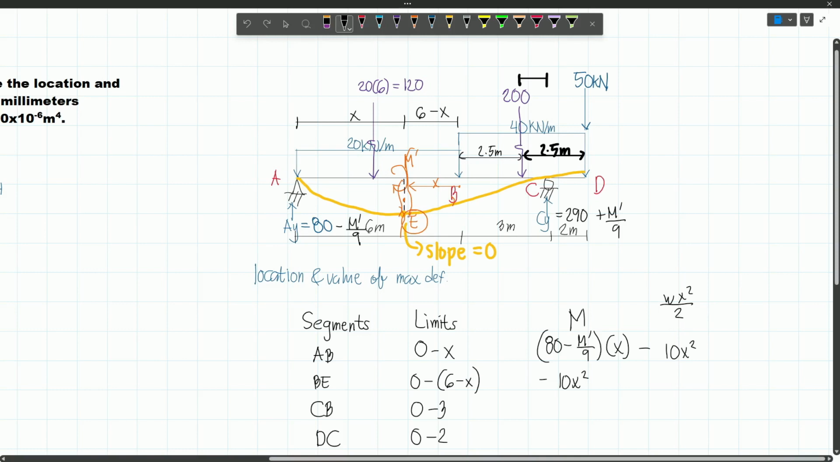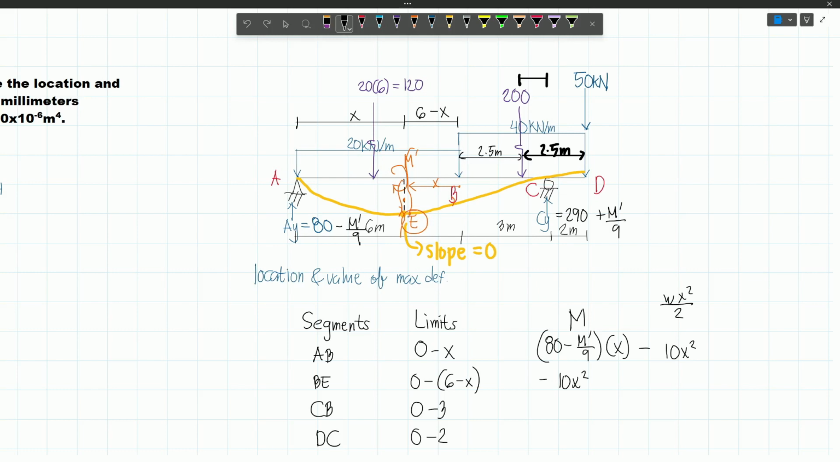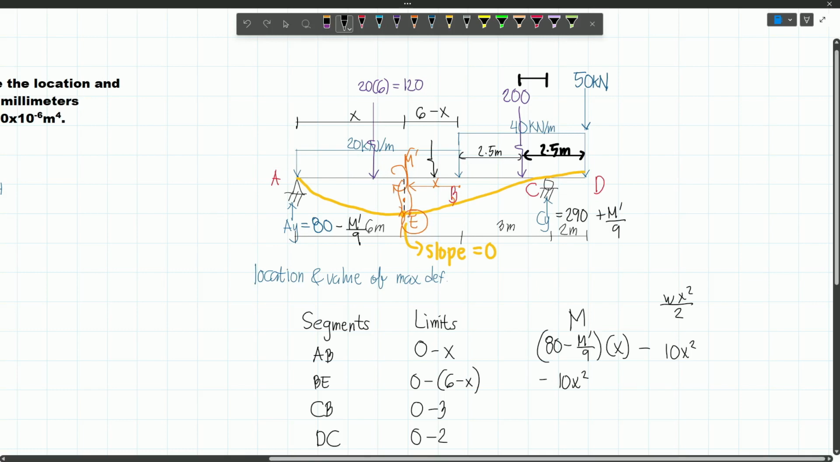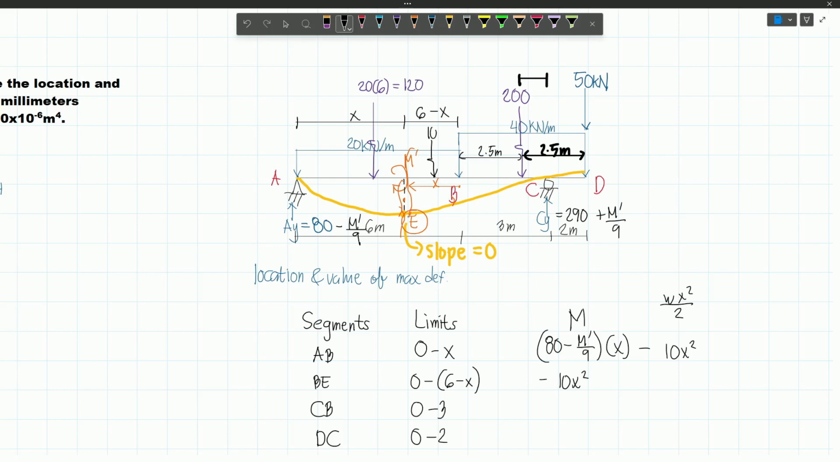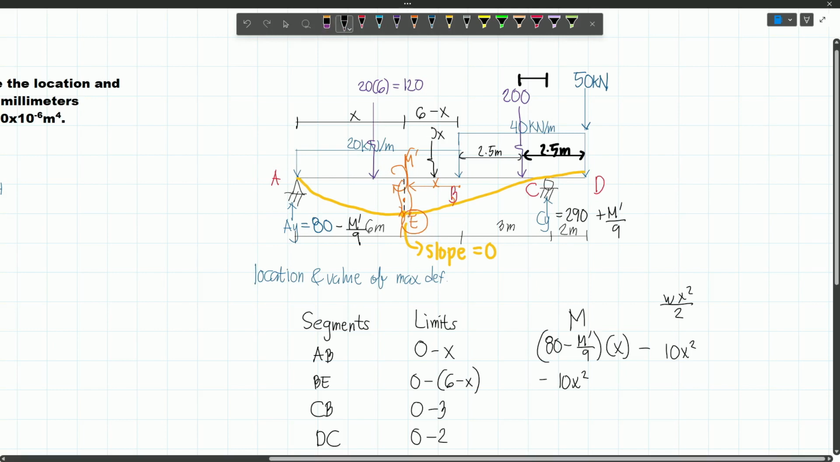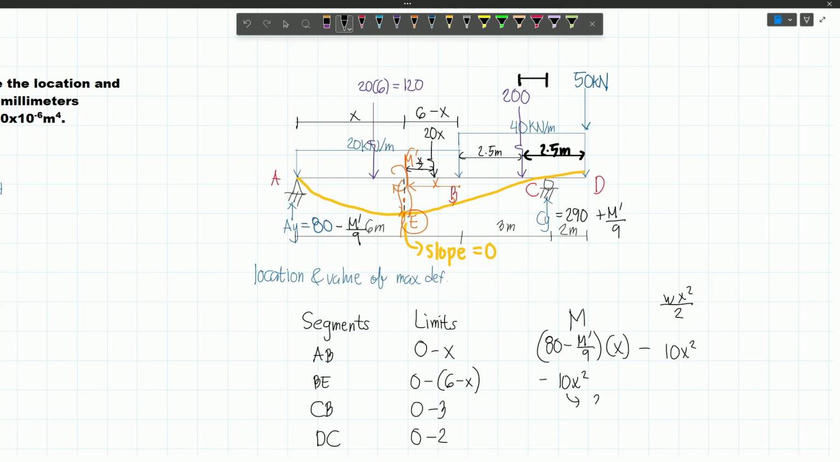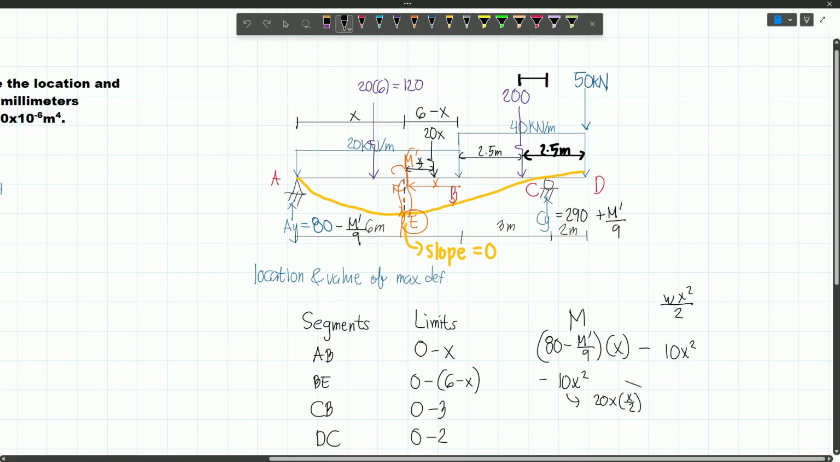However, since our origin is from the right, we will change our convention. Clockwise moments will be negative, and then counterclockwise moments will be positive. And then since the resultant of this one will cause a clockwise moment about dito sa E, then we will have a negative na sign. Again, this is the resultant, which is 20x, and then the moment arm is x over 2. And so itong 10x squared is just galing lang din sa 20x times x over 2, if you are not aware of this.